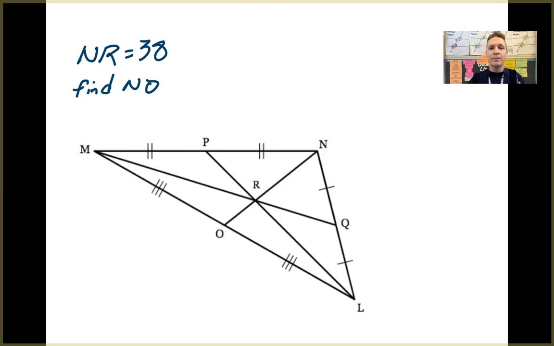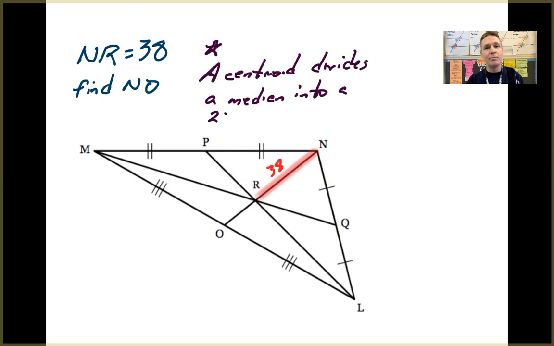So we also know that NR is 38. We're looking for the entire thing, NO. Since that's a centroid, we know a centroid divides a median into a 2-to-1 ratio. So if we know this line segment is NR, we know that this median is being cut into a 2-to-1 ratio. So 2 parts on this side and 1 part on this side.